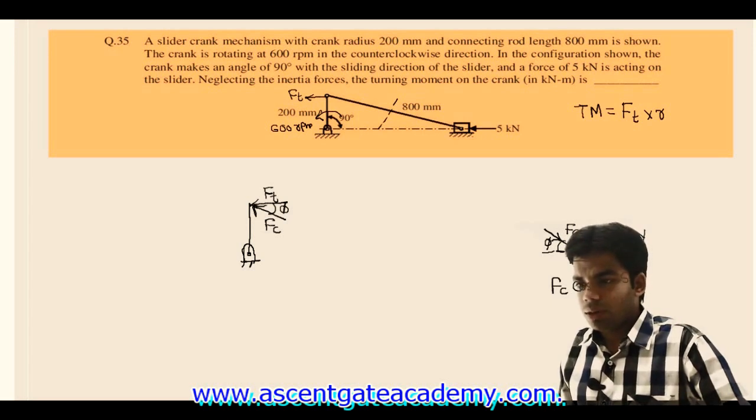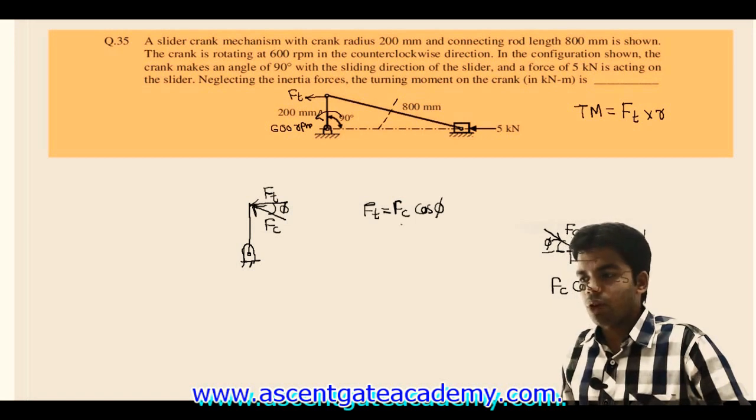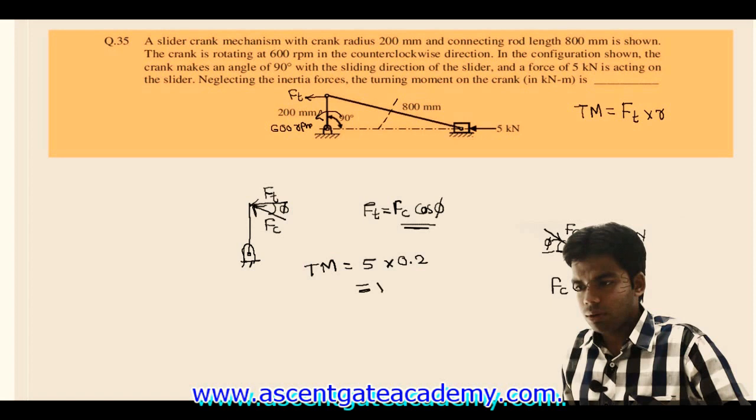Now this Ft will be equal to Fc cos of phi. Getting it or not? And Fc cos of phi we have already determined, which is equal to 5 kN. So this turning moment will be equal to Fc cos of phi, which is 5 kN, into R, which is 200 mm or 0.2 meter. So this will be equal to 1 kilonewton meter. Answer.